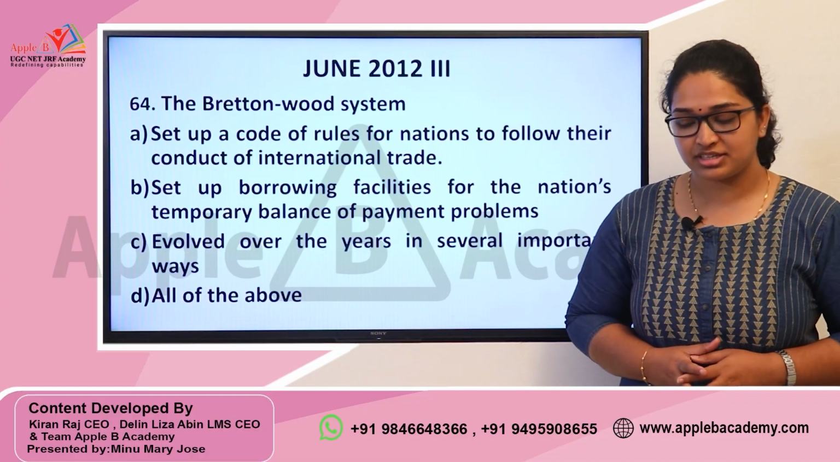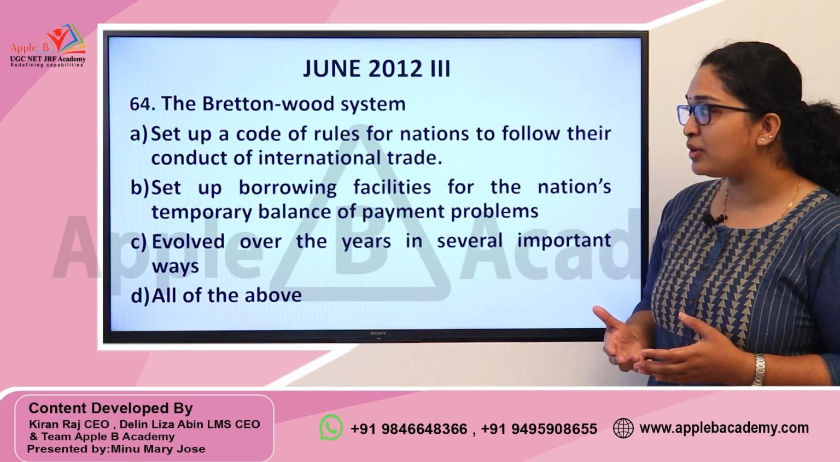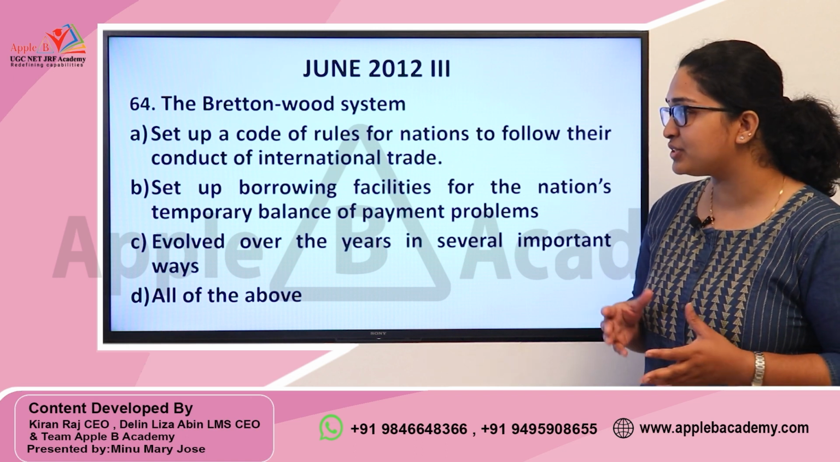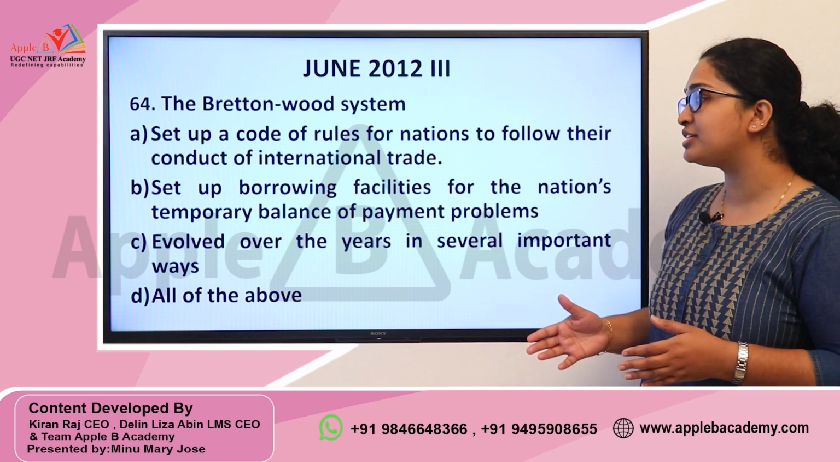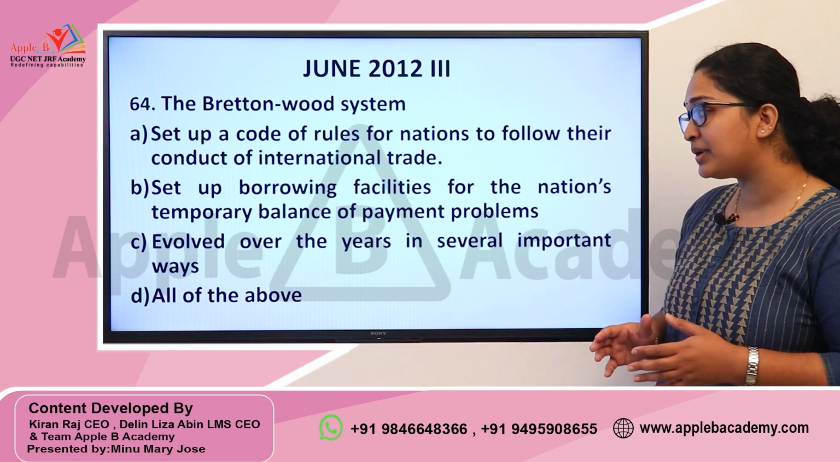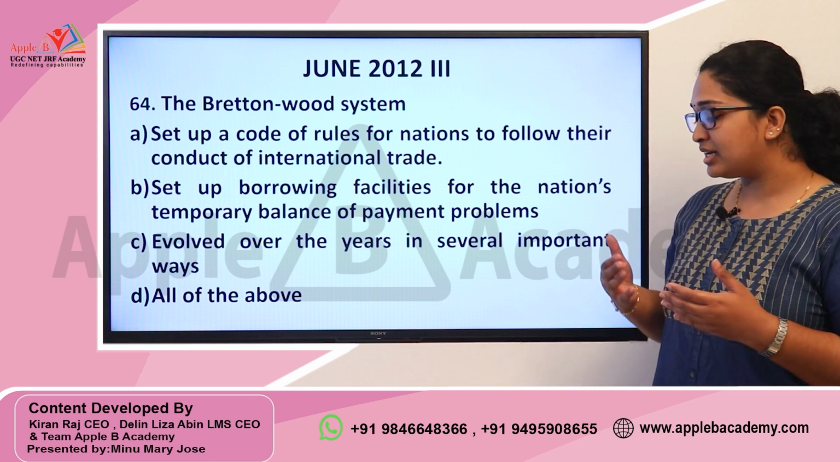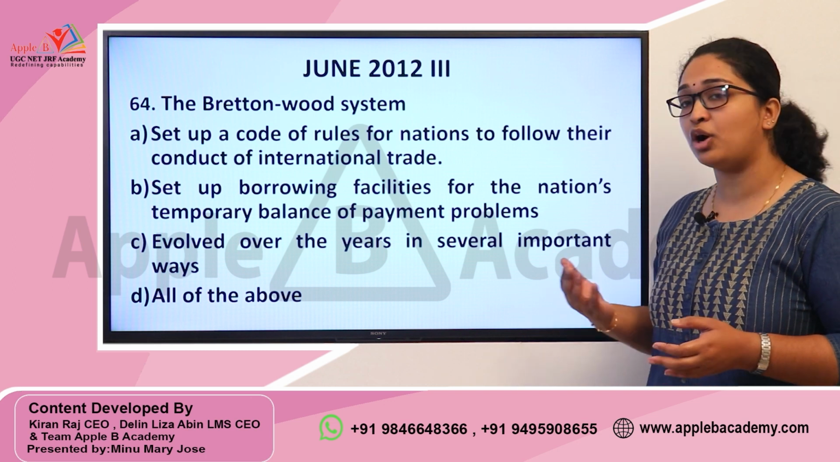So the first question is from the 2012 June paper 3. The question is about the Bretton Woods system, and the options given are: A, set up a code of rules for nations to follow in their conduct of international trade; B, set up borrowing facilities for nations' temporary balance of payments problems; C, evolved over the years in several important ways; and option D, all of the above.